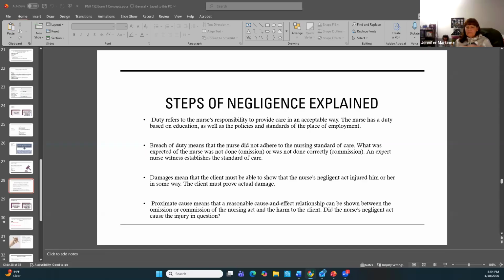Not necessarily. But if we didn't turn and reposition our clients every 2 hours and they developed a pressure area, right? So they have to be able to show that there's a cause and effect relationship.